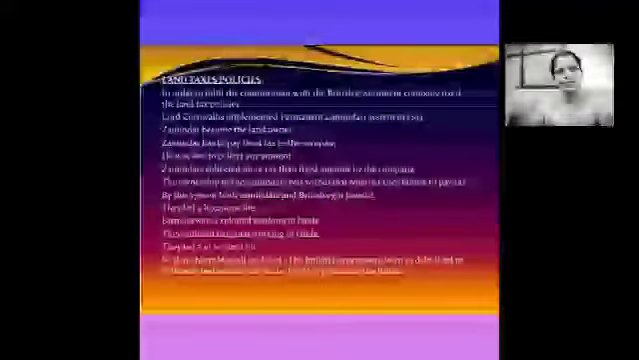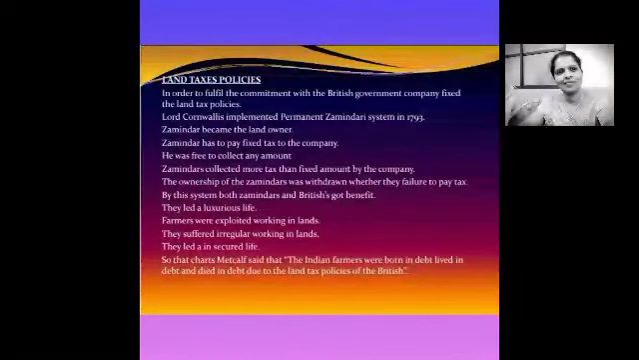In order to fulfill the commitment with the British government, the company fixed the land tax policies. Lord Cornwallis implemented the permanent zamindari system in 1793. Zamindar became the landowner. Zamindar had to pay a fixed tax to the company. He was free to collect any amount.